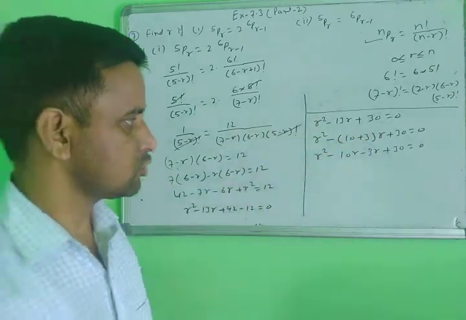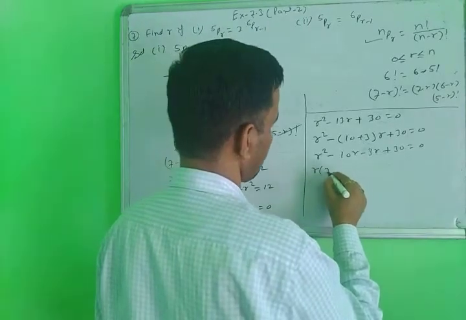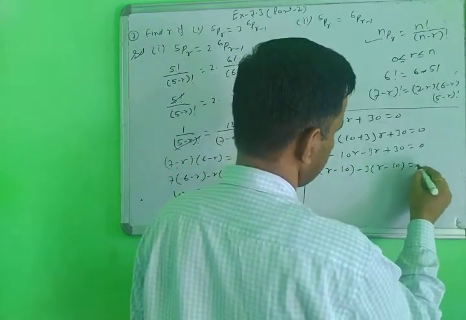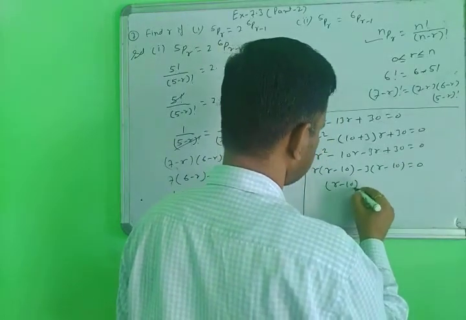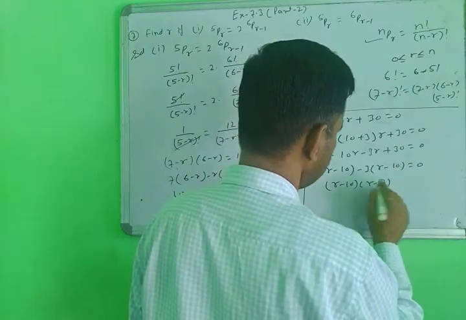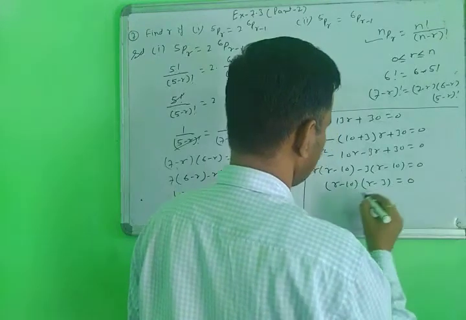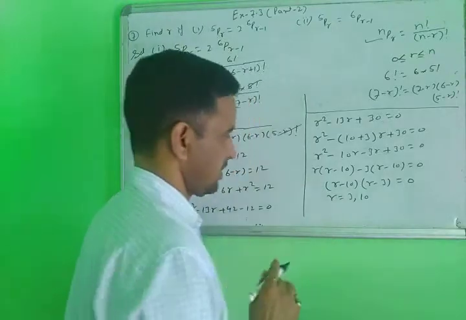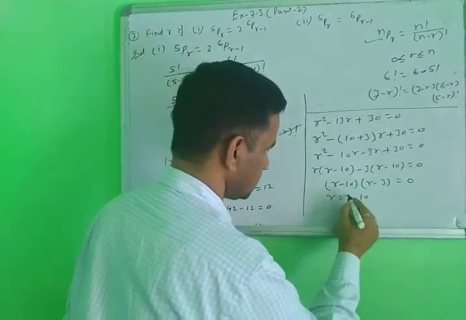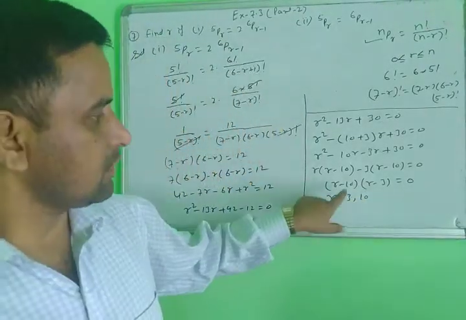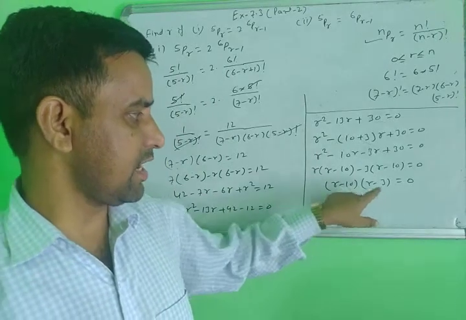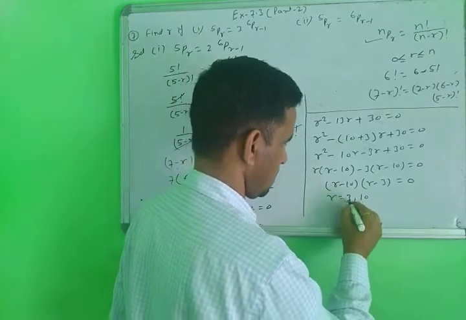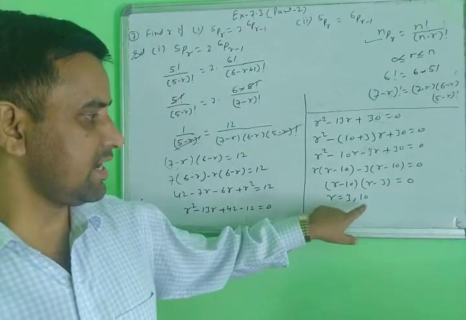Then you solve it. Taking r common, r minus 10, taking 3 common, r minus 10 equal to 0. So r minus 10 and r minus 3 equal to 0. The value of r is equal to 3 and 10, two values here. When you put the value of r as 10 and 3, that means the value of r is 3 and 10.